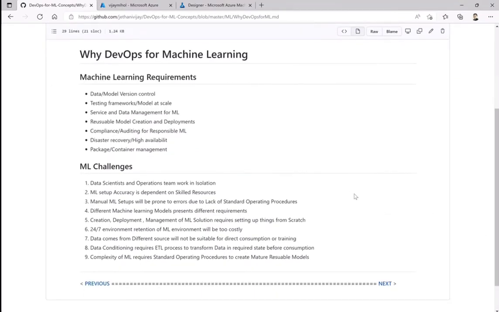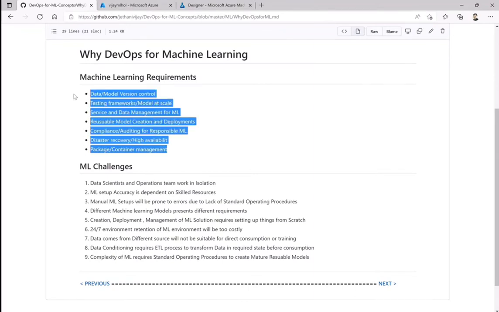At times we also require, from a high availability and disaster recovery perspective, that the model or the complete end-to-end solution be available with no downtime, so we require it to be restored. Similarly, for making it available, obviously we want to package that model so that it can be reused in some shape and format. So these are the requirements for machine learning at a broader level.